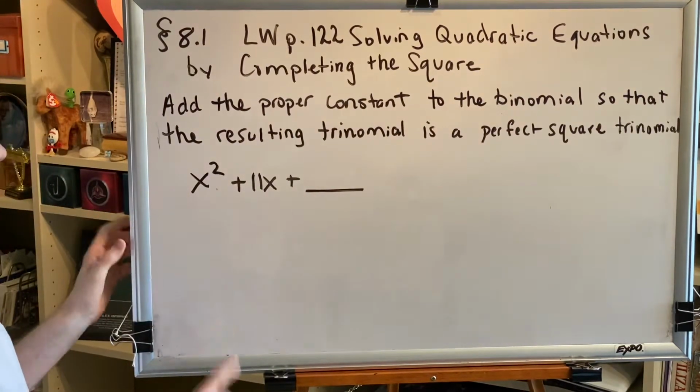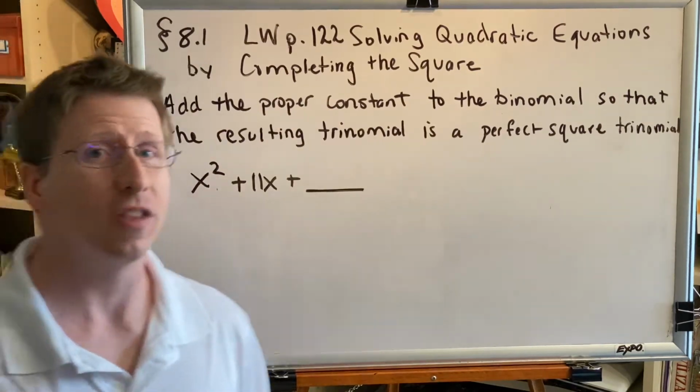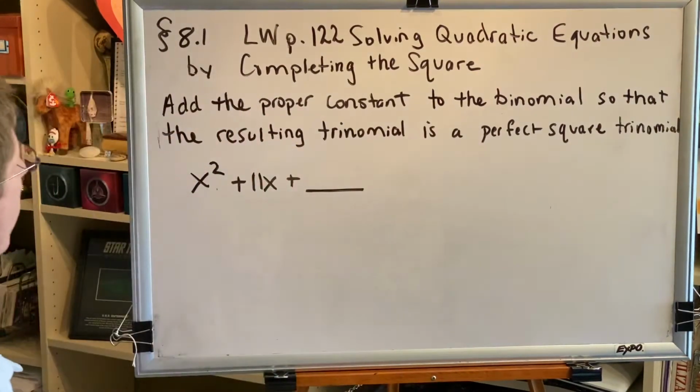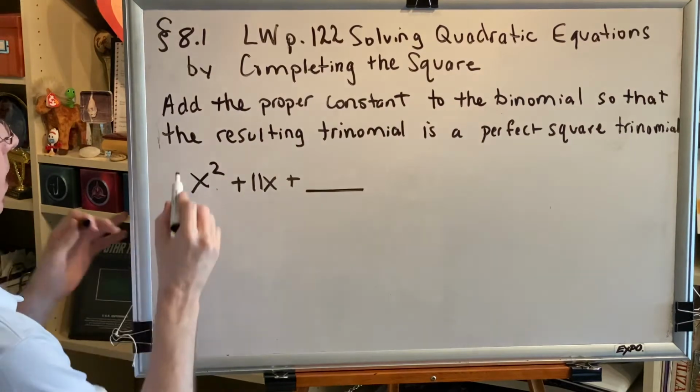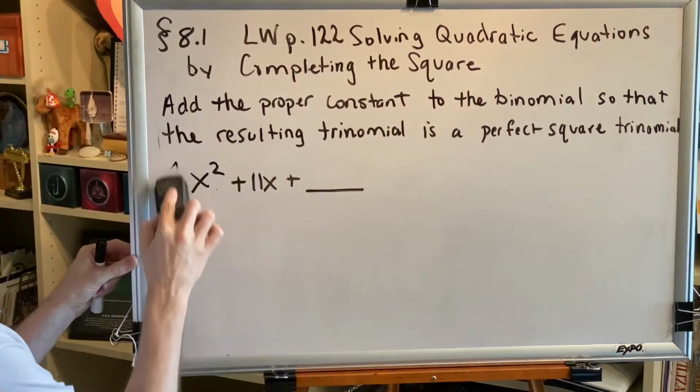First thing you want to do is verify that the coefficient of your variable squared term is 1, because if it's not 1, then you can't use this trick. Alright, for our problem, it's 1. This is the same as 1x squared. We don't typically write that 1, but we understand that it's a hidden number.